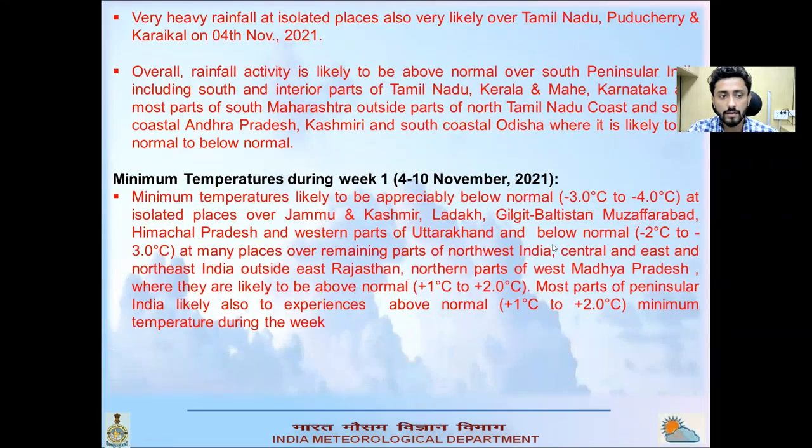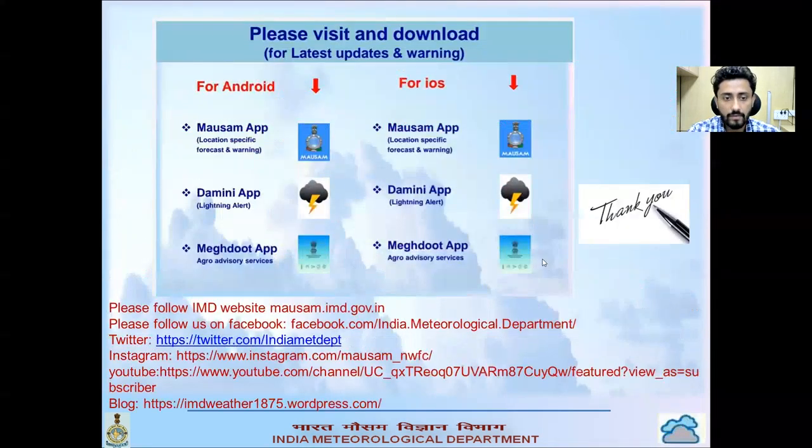Now, if we talk about the minimum and maximum temperature anomaly, we already noticed that most parts of India are going to experience a negative temperature anomaly, except a few pockets over northeast India, and a few places over Odisha, Chhattisgarh, and south Karnataka. Those are the places where we notice the positive temperature anomaly. So that's all about the weather.